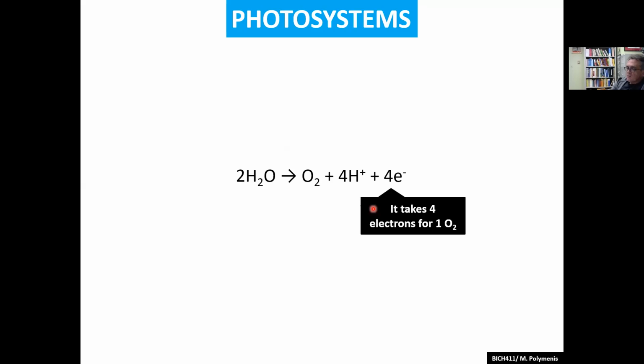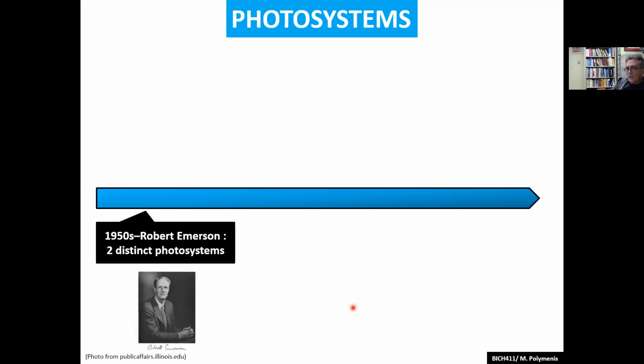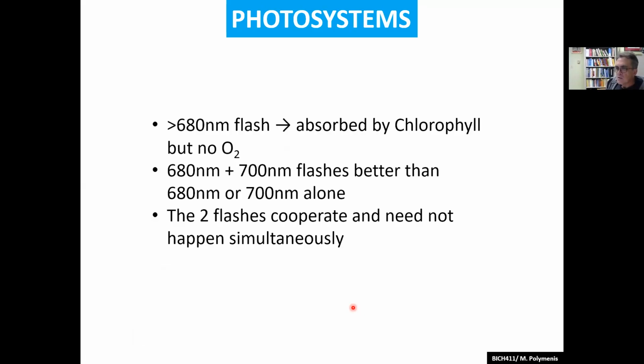So as we had seen in the reverse reaction, when we're talking about oxidative phosphorylation, it takes 4 electrons for one molecule. Now, Emerson, the same Emerson that we had seen before, I think by that time he was at the University of Illinois at Urbana-Champaign, really in the 50s did some super key experiments and found that there must be 2 distinct photosystems with different properties.